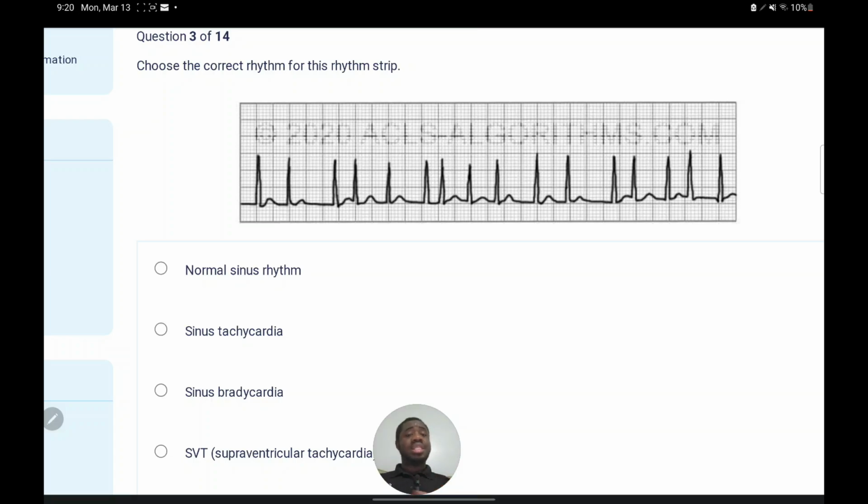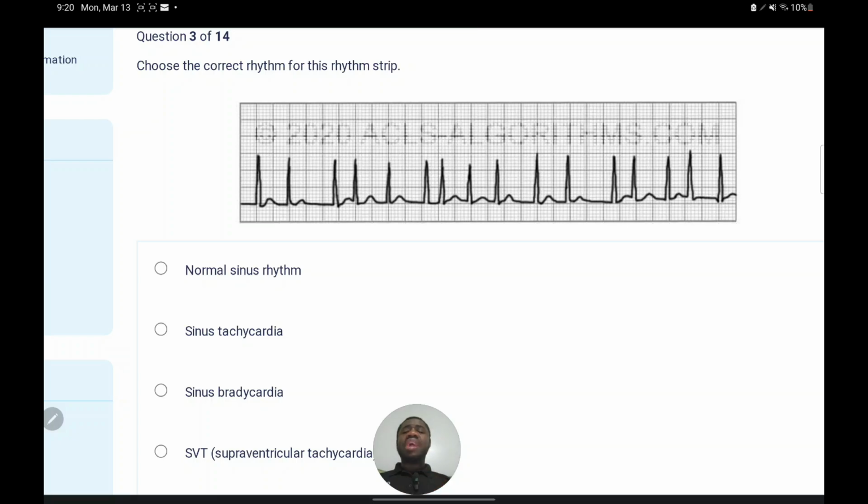We can see that this is abnormal. Now let's check the rhythm. We can see that the distance from one arc to another arc is not the same as the distance from this arc to another arc. You can see that the distance from this arc to this arc is different from the distance from this arc to another arc. So the rhythm is not regular.